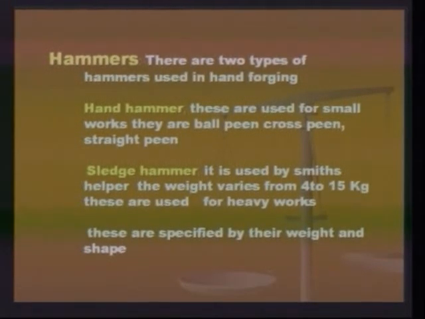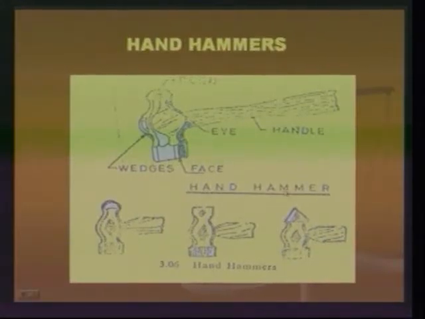The sledgehammer is used by the smith's helper. Its weight varies from 4 to 15 kgs. These are used for heavy works and are specified by their weight and shape. The figure shows the hand hammers. The hand hammer consists of a rounded portion and a flat faced one. The round portion is used for round works and the other one is used for bending works. These are the different types of hand hammers available, flat faced and round faced.